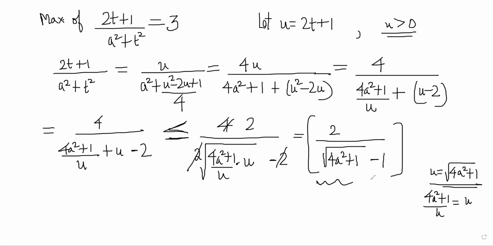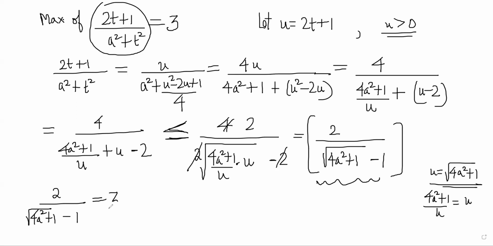And we know that this value is the maximum of this expression, so this must be equal to 3. So you'll get 2 by (root over (4A square plus 1) minus 1) equal to 3, because we know that the maximum value of this is 3. We have just taken a new variable u and we're working it out here.